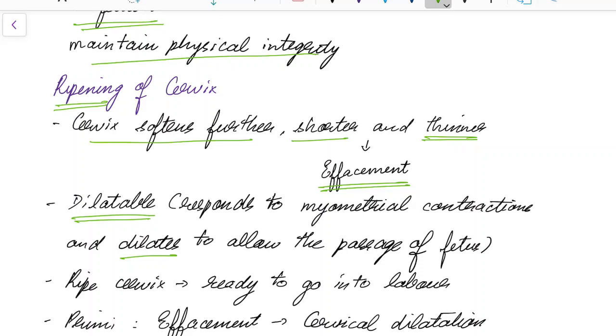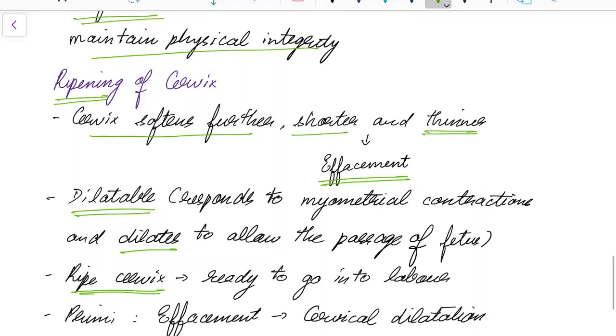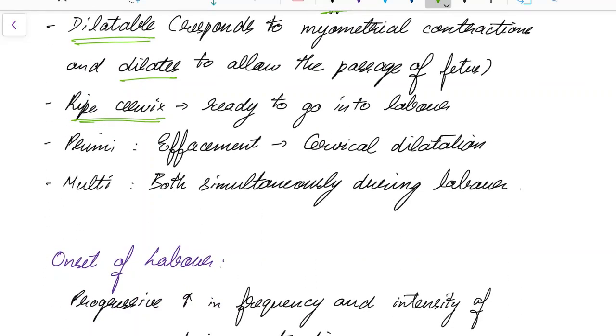All these changes lead to the formation of a ripe cervix, that is, the cervix is now ready to go into labor. In case of primigravida, there will be effacement first, followed by cervical dilatation, whereas in multigravida, both effacement and cervical dilatation occur simultaneously during labor.